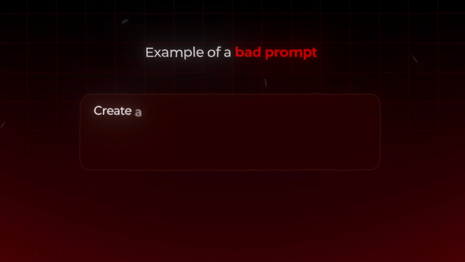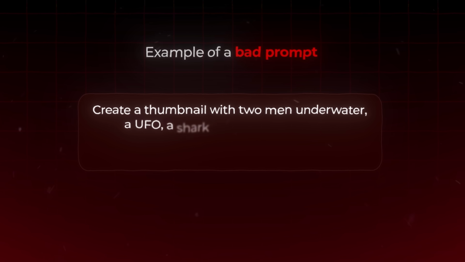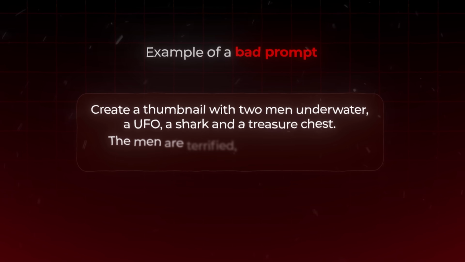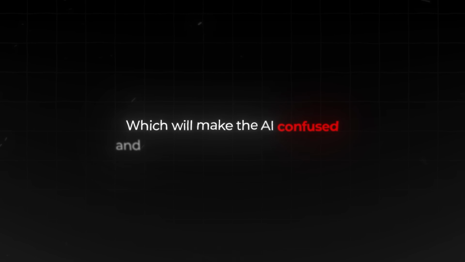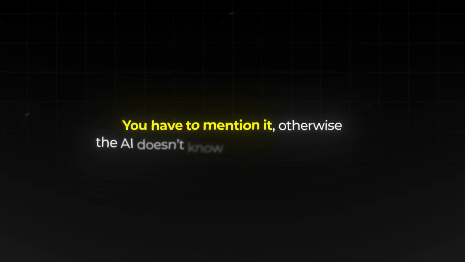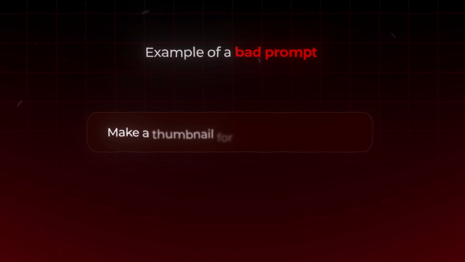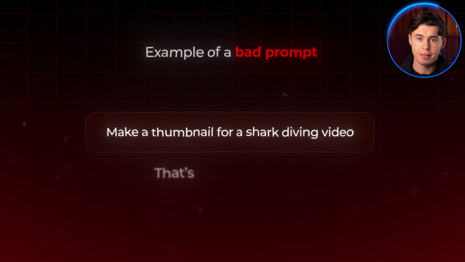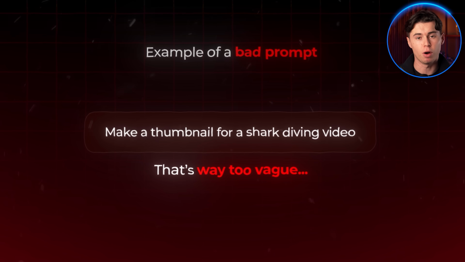For example, if I say, create a thumbnail with 2 men underwater, a UFO, a shark, and a treasure chest. The men are terrified, the shark is happy, the UFO is crying. That literally makes 0 sense, but there's a lot of contrasting elements, which will make the AI confused and give you a less accurate result. And then finally, don't skip the important details. If the thumbnail that you want to create includes a certain format, a certain action-based moment, you have to mention it, otherwise the AI does not know that that's what you want. And so to sum that up, here's an example of a bad prompt: make a thumbnail for a shark diving video. Why? Well, that's way too vague and it doesn't specify what you would like to include.